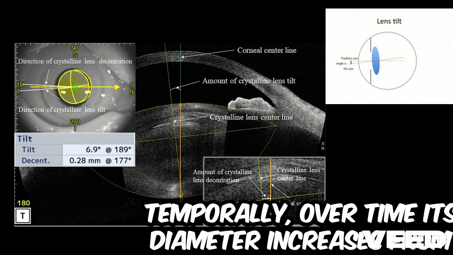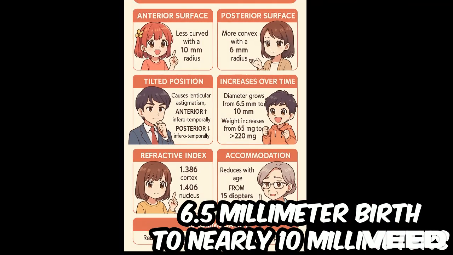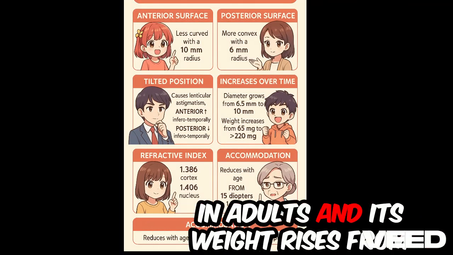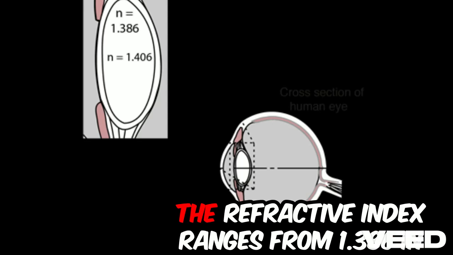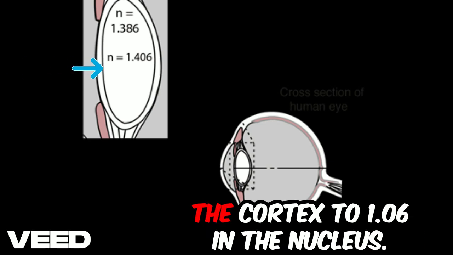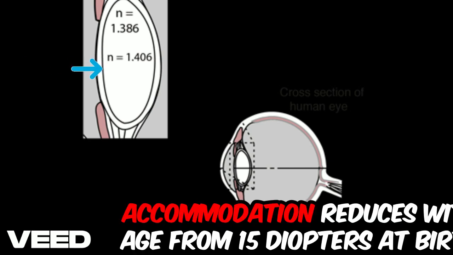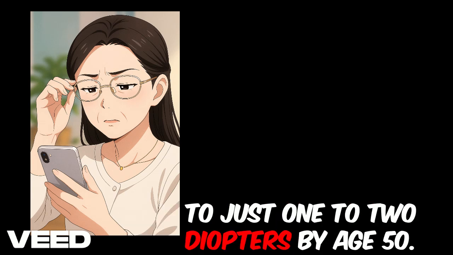Over time, its diameter increases from 6.5 mm at birth to nearly 10 mm in adults, and its weight rises from 65 mg to over 220 mg. The refractive index ranges from 1.386 in the cortex to 1.06 in the nucleus. Accommodation reduces with age, from 15 diopters at birth to just 1 to 2 diopters by age 50.